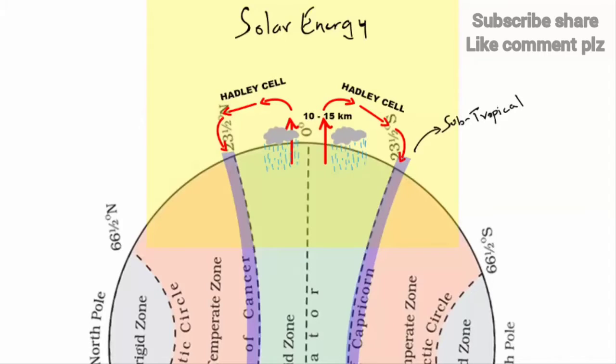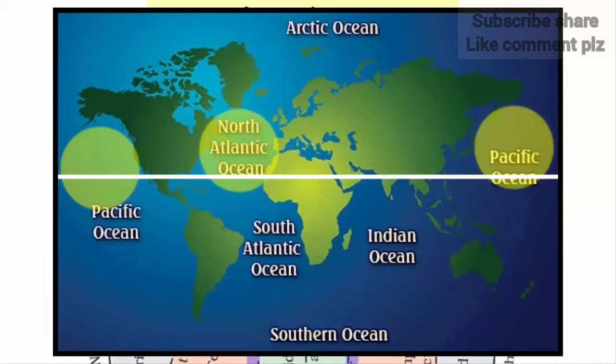Anyways, as the air moves towards the subtropics, it comes down over the oceans, and that creates a high pressure zone. Because you see, in the northern hemisphere, these high pressure systems are located over the North Pacific and North Atlantic Ocean. The famous Bermuda Triangle is also located in the North Atlantic Ocean, and that's a high pressure zone.